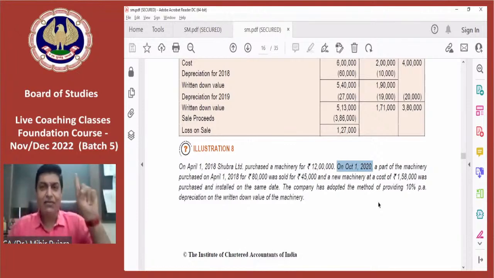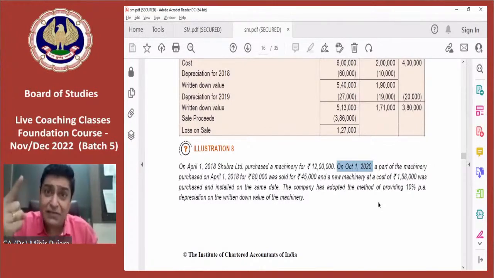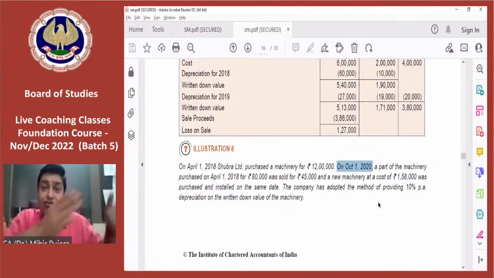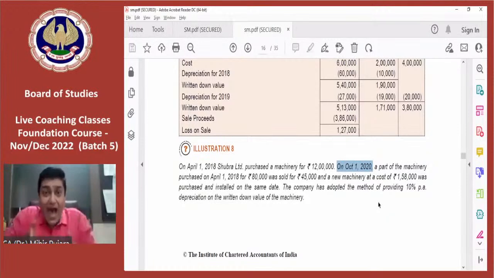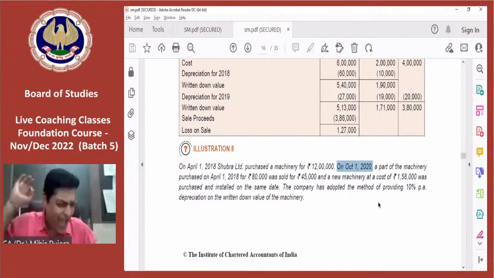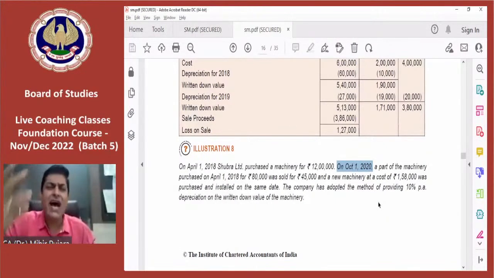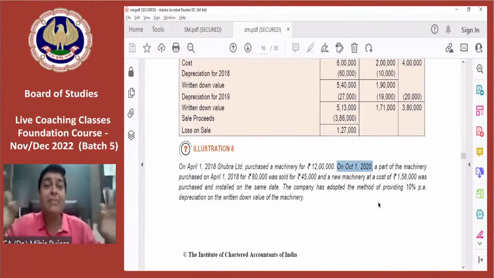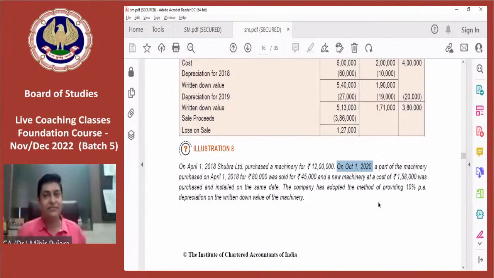Dates are clear, guys. 1/4/18 you purchase the asset, it's a March ending. So after 1/4/18, the first March ending is 31st March 19, the second is 31st March 20. And you are selling the asset on 1 October 20, after 6 months. So I have to provide 2 years plus half year, that is depreciation of 2.5 years: 2 full years and 1 half year.